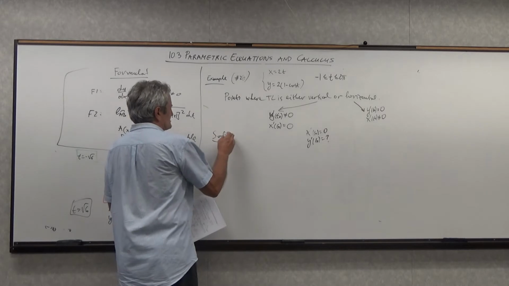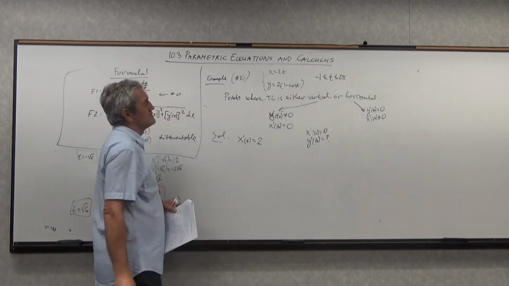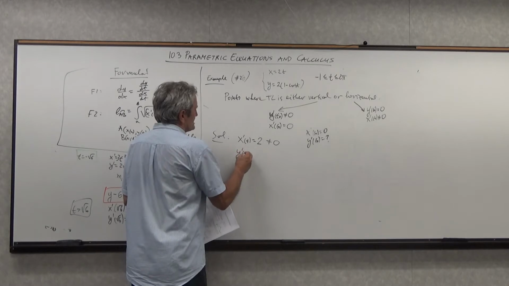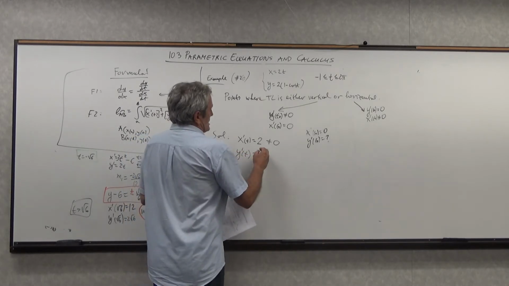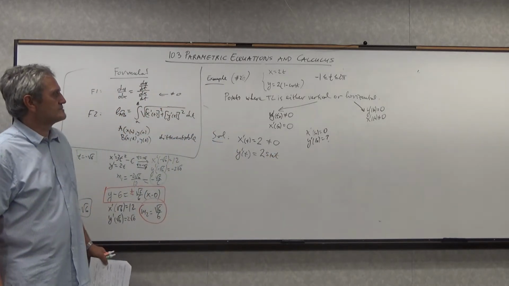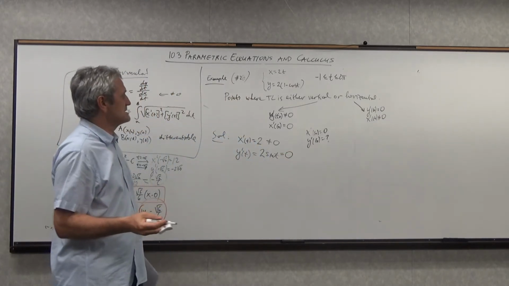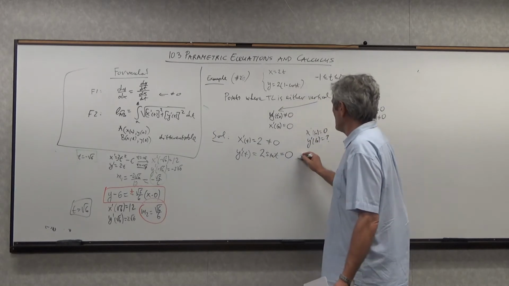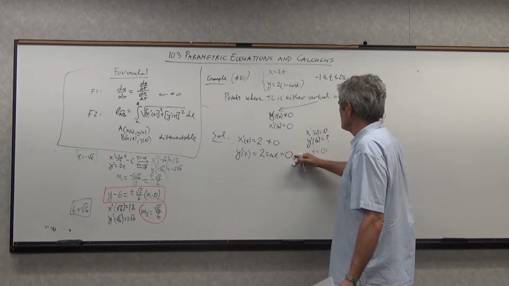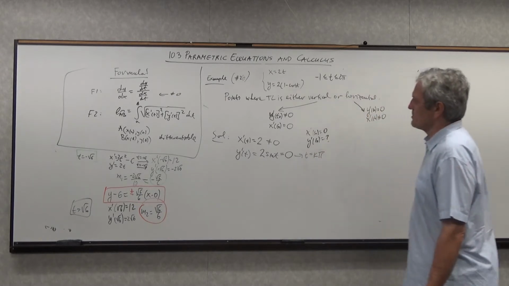Solution: x prime of t is just 2, so that means this is never 0. What about y prime of t? It is 2 sine t. And when is this equal to 0? This is equal to 0 when t equals k pi.